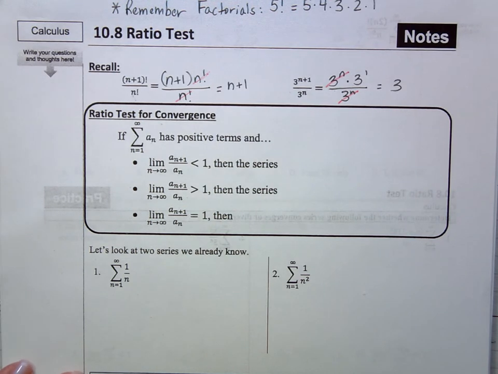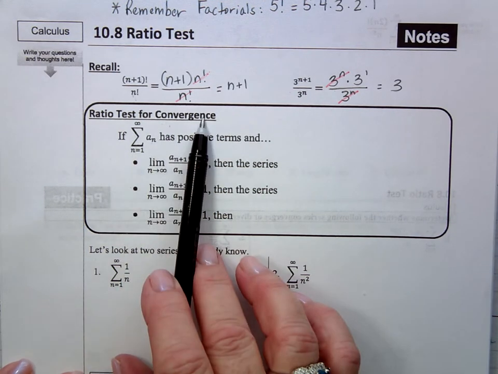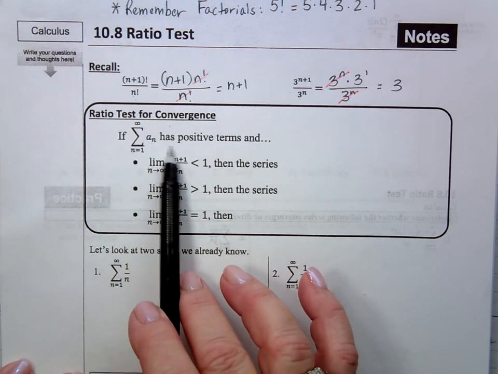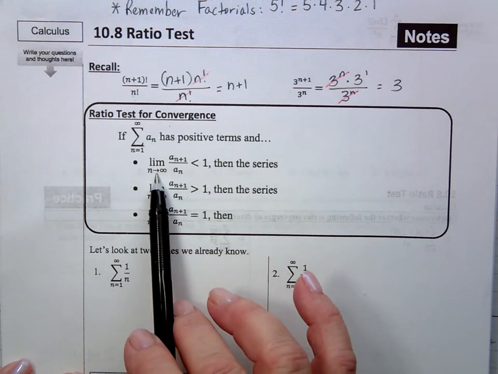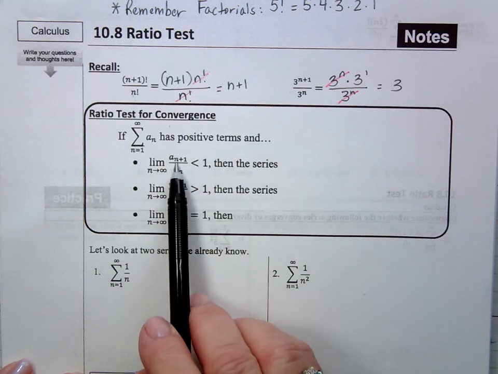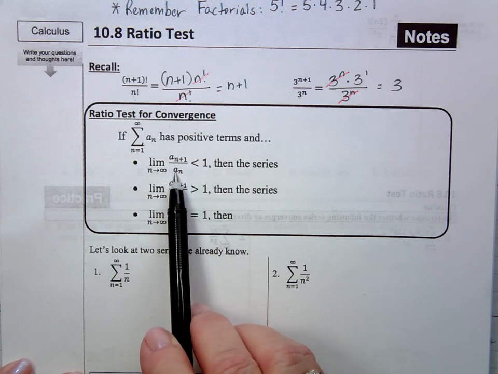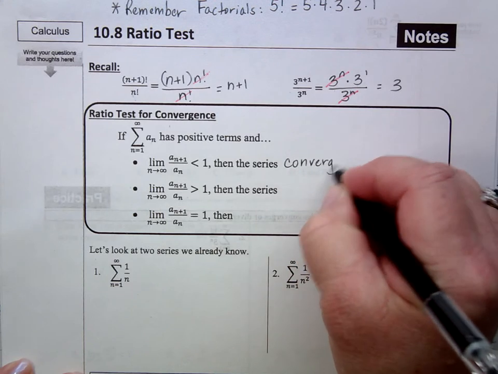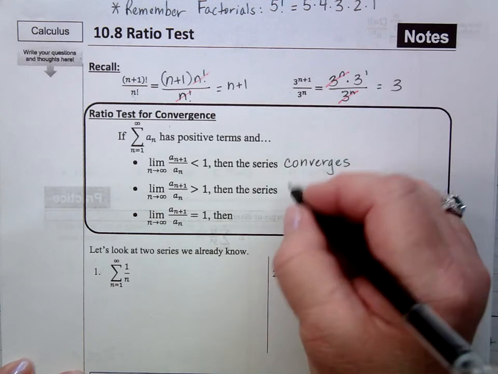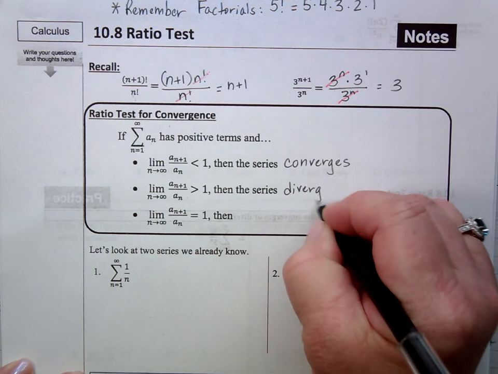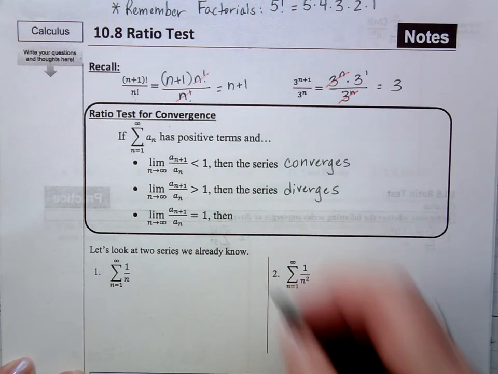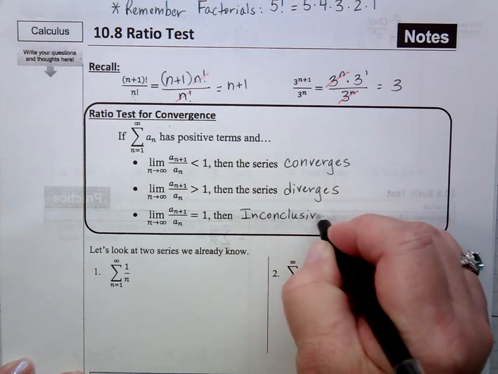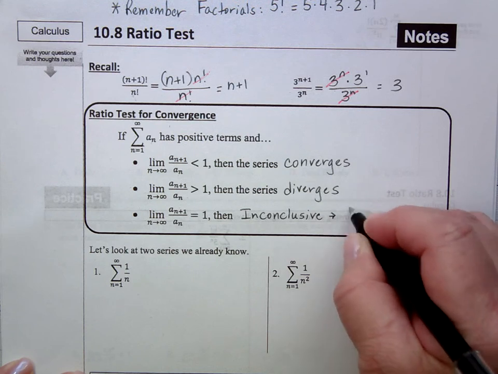Okay, so here's what it says. Ratio test for convergence. If the sum going from 1 to infinity of a sub n has positive terms and the limit as you go to infinity of the n plus 1 term divided by the n term is less than 1, then the series converges. If it's greater than 1, it diverges. And if it equals 1, it's inconclusive. You got to use another test. Inconclusive, try another test.